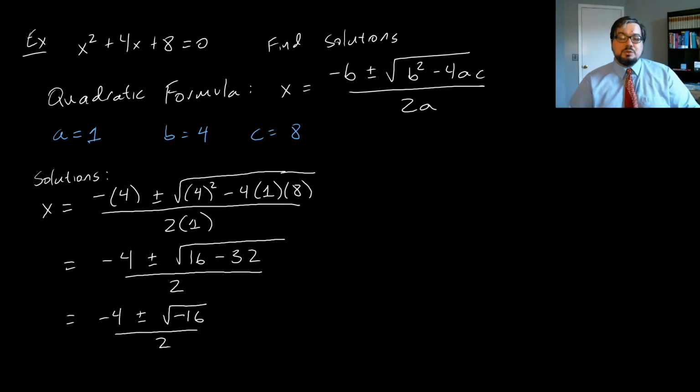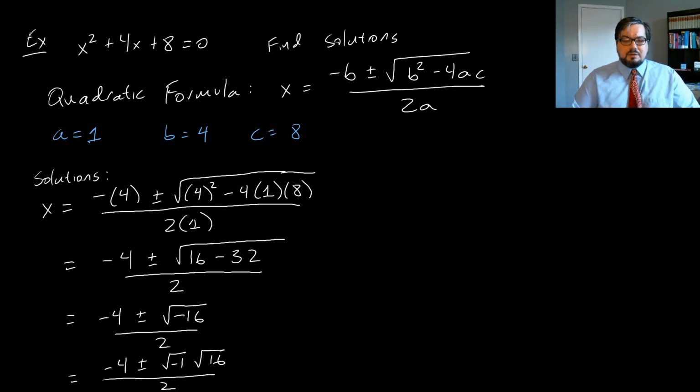And here's where we need to use our knowledge of complex numbers to continue the process and to write things down. Because the square root of negative 16 is not a real number. So the only way we have of expressing this is using our imaginary unit i. So this is going to be negative 4 plus or minus the square root of negative 1 times the square root of 16 over 2. And so when we write that using i, this gives us negative 4 plus or minus i times the square root of 16, which is 4, all over 2.